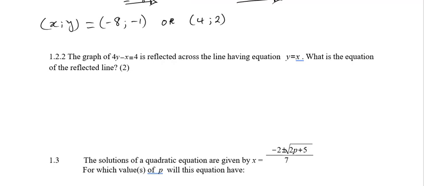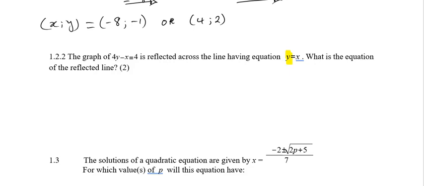Next problem, it says the graph of 4y minus x equals 4 is reflected across the line given by the equation y equals x. So we are required to find the equation of the line that is being reflected. Now we are given a linear equation 4y minus x equals 4. When reflecting along the line y equals x, where there is y we put x, and where there is x we put y.